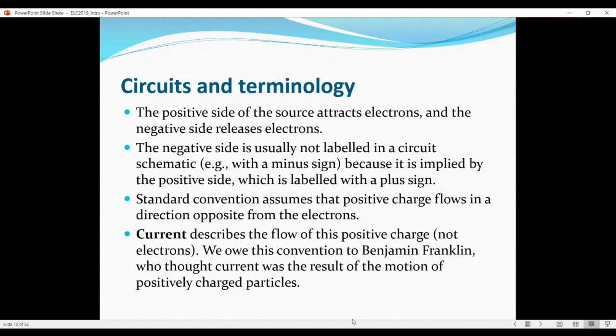Okay, yeah, so you did say the positive side of the source attracts electrons and the negative side releases electrons. So we could say the negative side is basically this positive charge. Standard convention assumes that positive charge flows in the direction opposite from the electrons. Current describes the flow of this positive charge, not electrons. We owe this convention to Benjamin Franklin, who thought current was the result of motion of positive charge particles. That's just a touch on conventional current and electron flow.